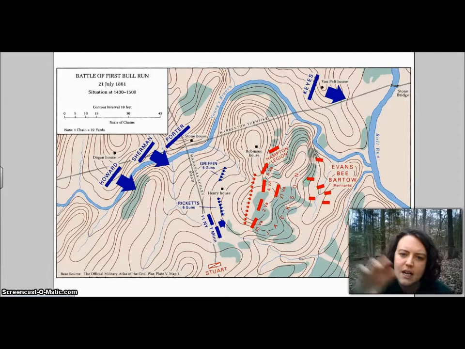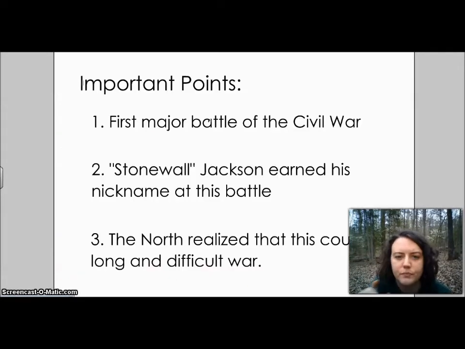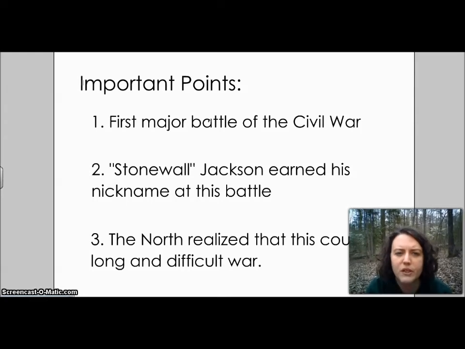We see Jackson there. If you see, his name is in red. As we pointed out in class, he was that stone wall there that reinforced those troops and ended up winning this battle. Remember, the important points here are that it was the first major battle of the Civil War, that Stonewall Jackson earned his nickname at this battle, and that the North realized that this could be a long and difficult war because of what happened here.